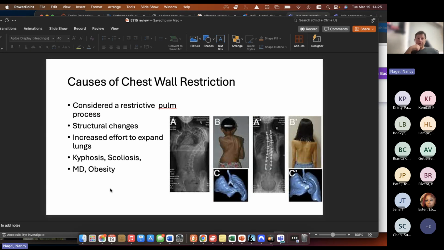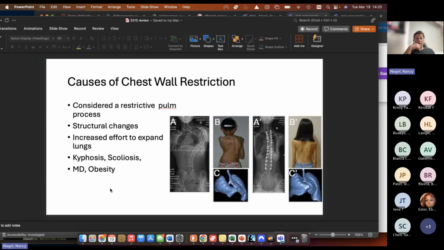And one of the other areas was causes for chest wall restriction. So always consider chest wall restriction. Among the things that's included in that is it's a pulmonary process. Okay, there is a reason that you can't fully expand your lungs to take a good breath. Now there are multiple reasons for that. We'll talk about a few of those, but just remember if you hear chest wall restriction, always think pulmonary restrictive, where you cannot get enough air in.